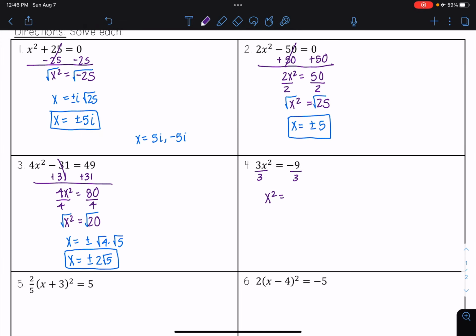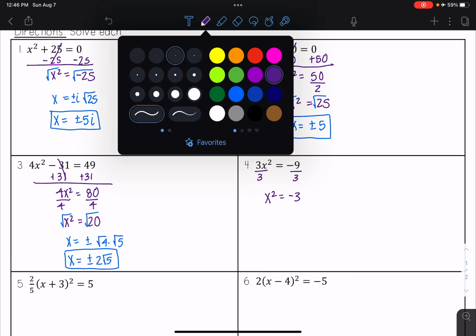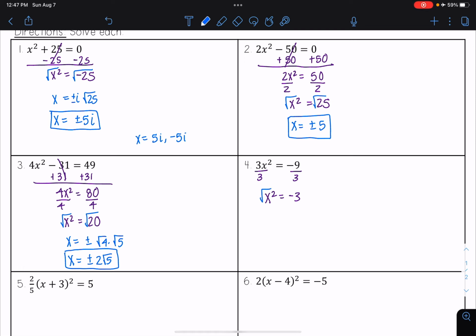So negative 3. And so taking the square root, I get x is equal to plus or minus. Remember, I have a negative that I'm taking the square root of, so whenever I have a negative, I really need to take an i out to get rid of that negative. So I have i square root of 3.